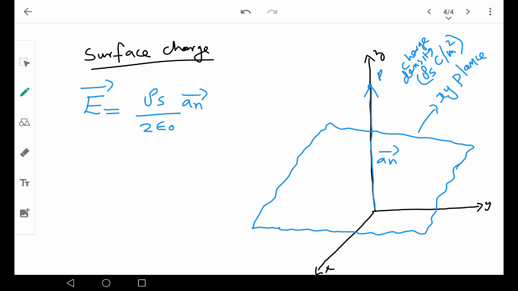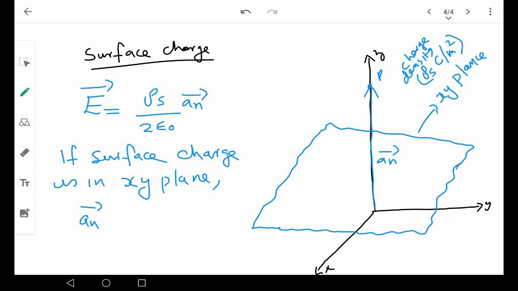If the surface charge is in the XY plane, then a n equal to a z if the point is above the XY plane; if it is below, it is minus a z. Suppose the surface charge is in the XZ plane, a n will be a y. If the surface charge is in the YZ plane, a n will be in the direction of a x. So that's how you do it. You can also see that this electric field intensity does not depend on the distance of the point P from the XY plane. The distance is not important.